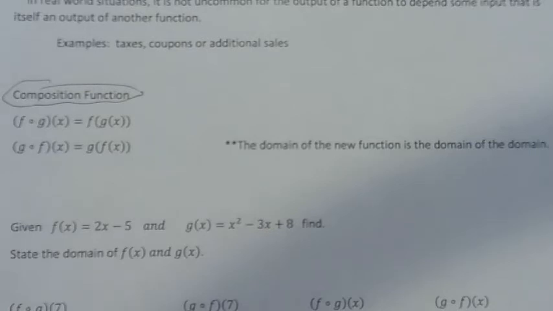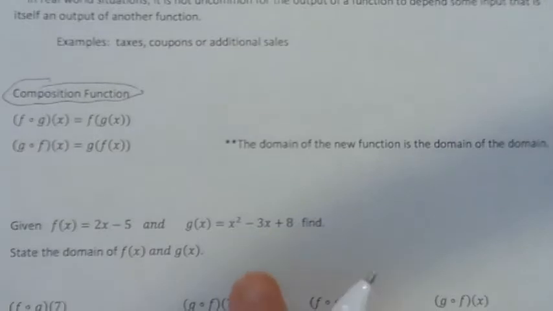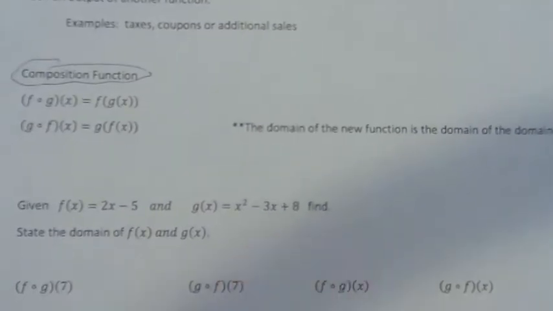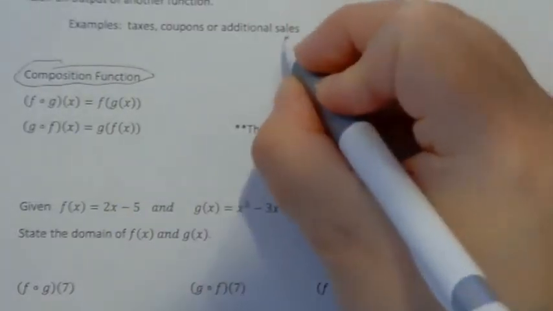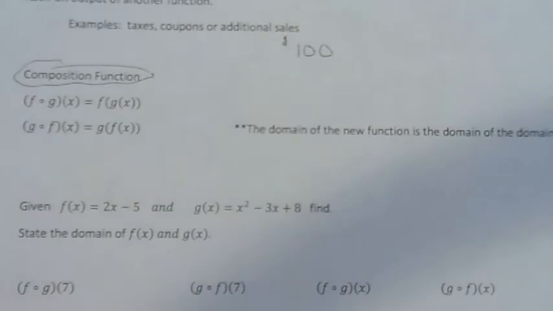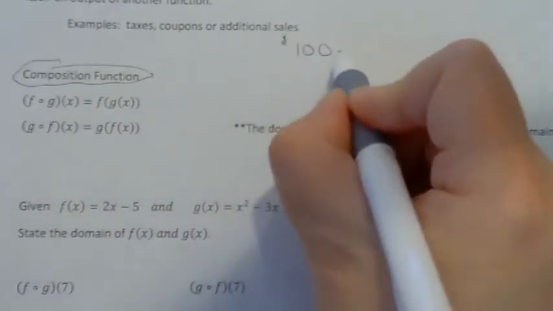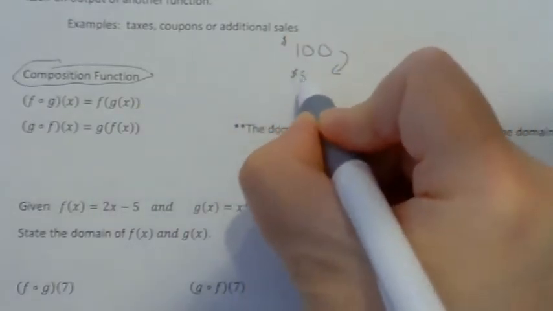This concept is always on the ACT at some place. So it's something you want to make sure you get if you're taking the ACT. So a composition function would be something like if you went to the store and you had an item that was $100 to start with. And the clerk told you that everything in the store was 20% off. So if this item was 20% off, now the item would be $80.